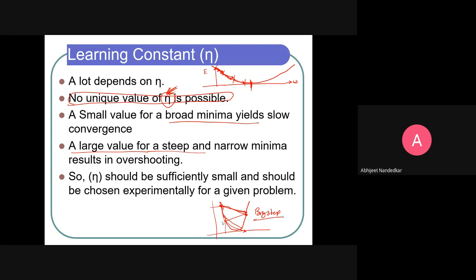So the learning constant should be sufficiently small and should be chosen experimentally for a given problem. As I said, nobody can tell you what the learning constant should be. But in general, we can choose maybe 0.1, maybe 0.01, maybe 0.02. We can start with such numbers, see the effect of what is happening, and then fine tune. So fine tuning is a must.